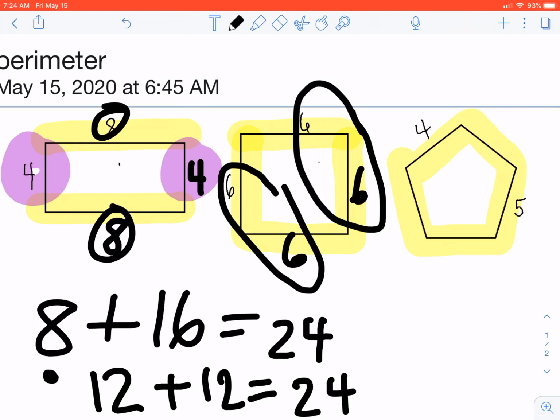All right, now on our last shape, you can see it's a little bit different. So, sorry, my dog is wanting to play squeaky toy right now.